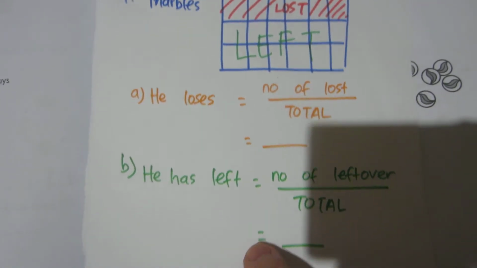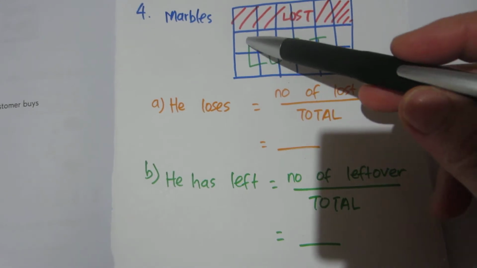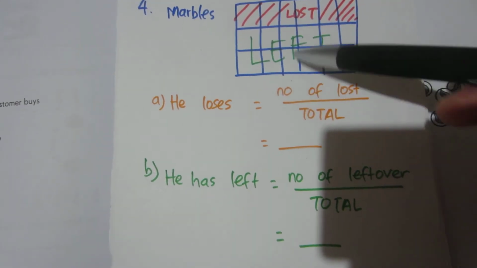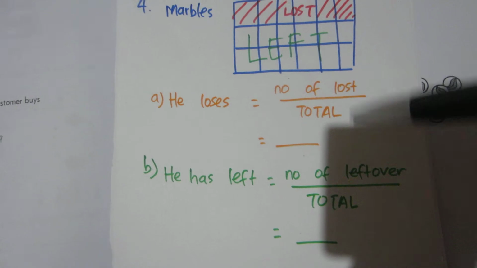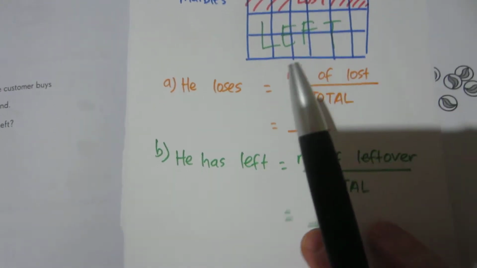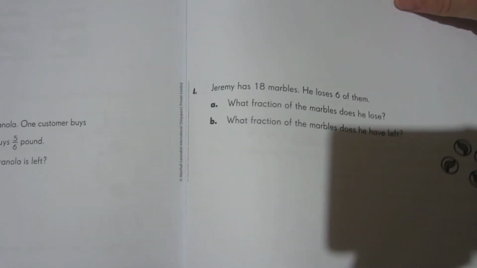And how many he has left is the number of the leftover. Please count it from here. 1, 2, 3, 4, 5, 6, 7, 8, 9, 10, 11, 12 out of the total, which is 18. Go to the next, number 5.